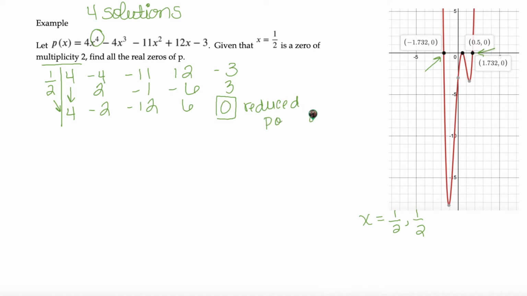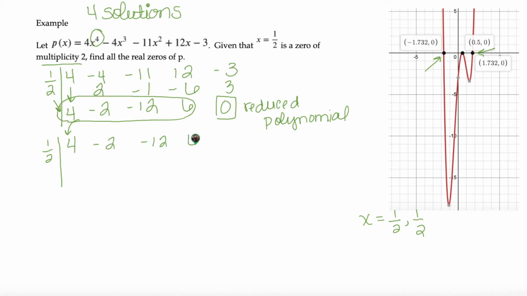I'm going to do this again with my reduced polynomial. I'm going to use 1/2 and do this all over again to find another reduced polynomial. So where I left off using these values, we're going to do this again for -2, -12, and 6.